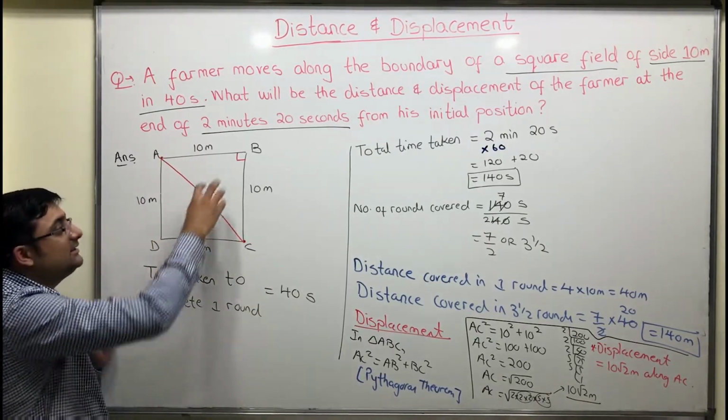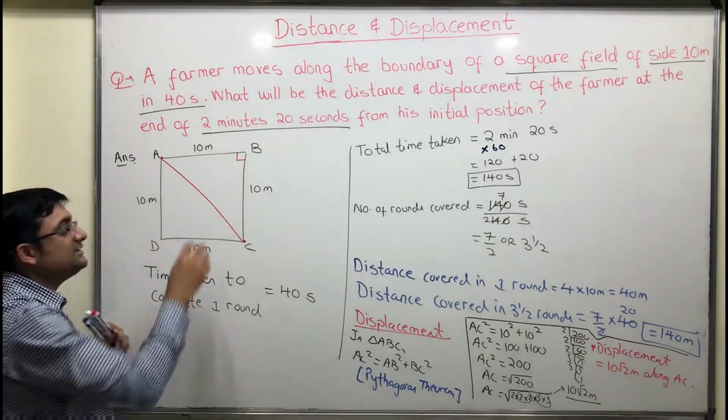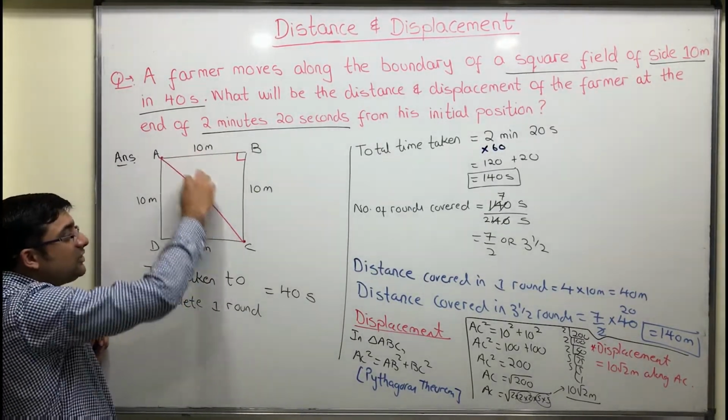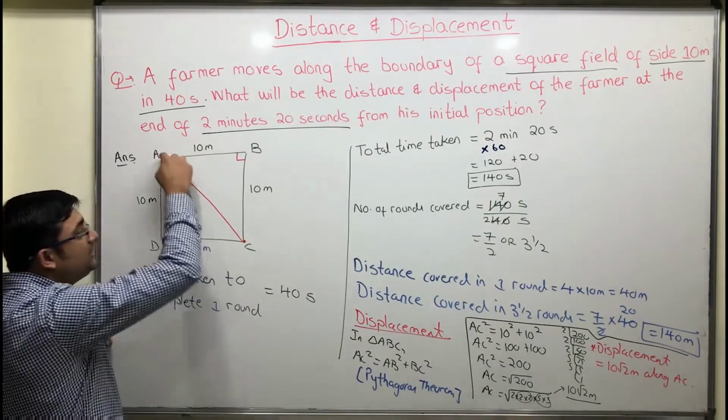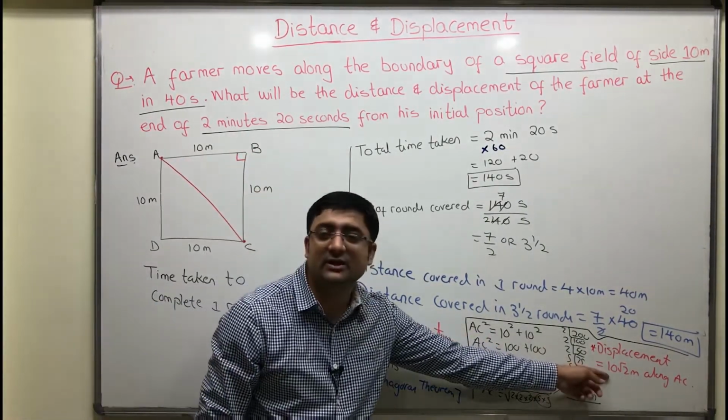So how do I get AC? This over here is a right angle triangle. You can take this triangle, your choice. This is a right angle triangle. So how do I get AC? Pythagoras theorem. So AC square is AB square plus BC square. Solving this, we get 10 root 2 meters.